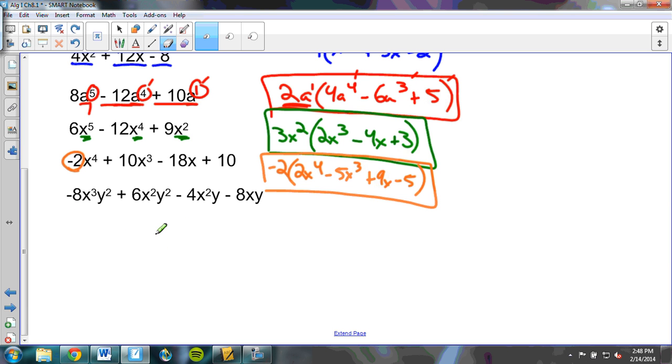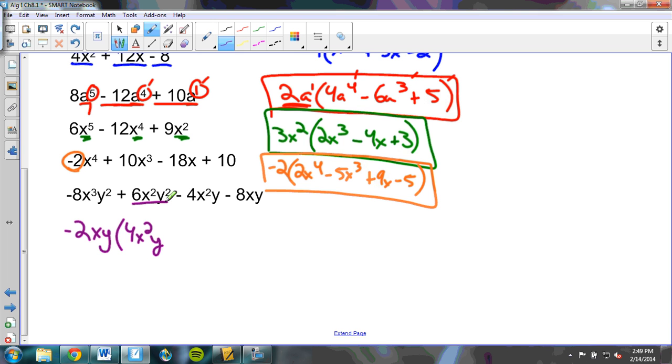I think I meant for that to be like a 16 right there. Oh well, that was weird. So I'm going to pull out a 2. Pull out a negative 2xy and I get 4x squared y. Pull out a negative 2xy from here, and I get negative 3xy. Pull out a negative 2xy from here, and I get 2x. Pull out a negative 2xy from here, and I get just a 4. The xy's are all gone.